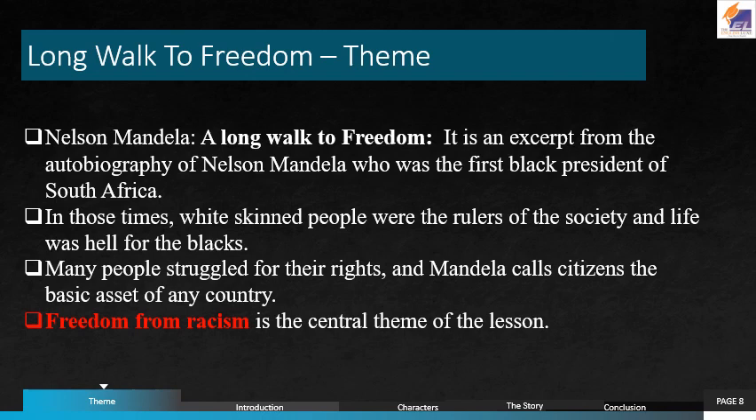Nelson Mandela, A Long Walk to Freedom is an excerpt from the autobiography of Nelson Mandela, who was the first black president of South Africa. In those times, white-skinned people were the rulers of the society and life was hell for the blacks. Many people struggled for their rights and Mandela called citizens the basic asset of any country. Freedom from racism is the central theme of the lesson.